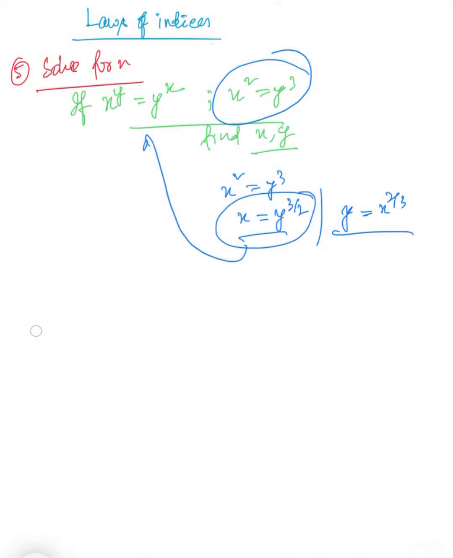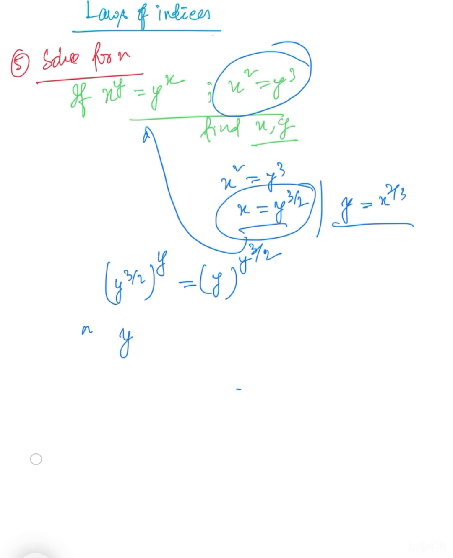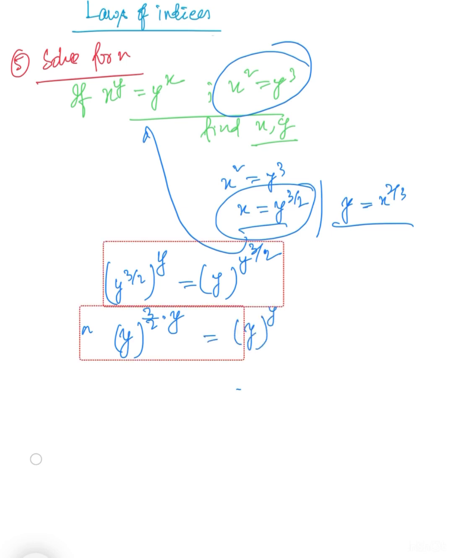Let us take the x equal to y to the power 3 by 2 relation and put it in the first equation. X is replaced by y to the power 3 by 2, y remains y. Again right hand side, y remains y, x is replaced by y to the power 3 by 2. So in the left side, the power is x to the power m, a to the power m whole to the power n. So power is multiplied, y equal y to the power 3 by 2 y equal to y to the power 3 by 2.